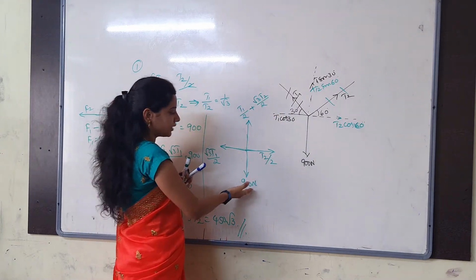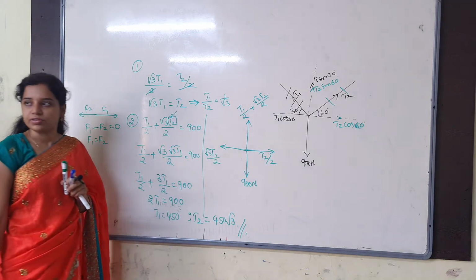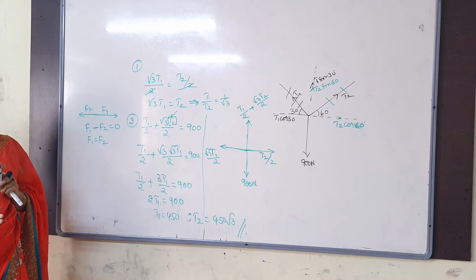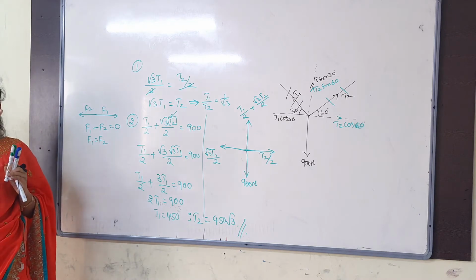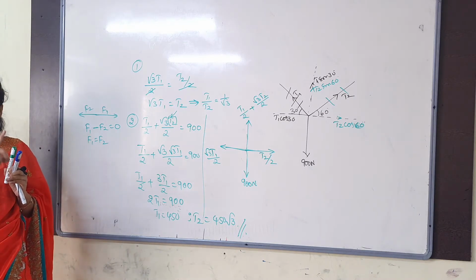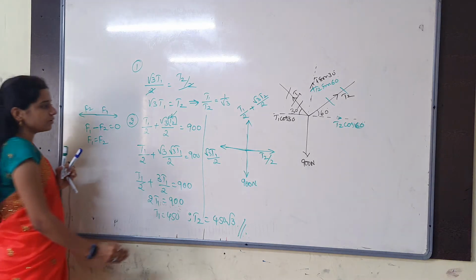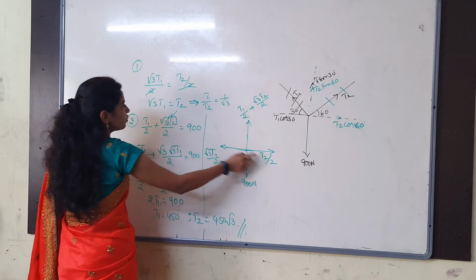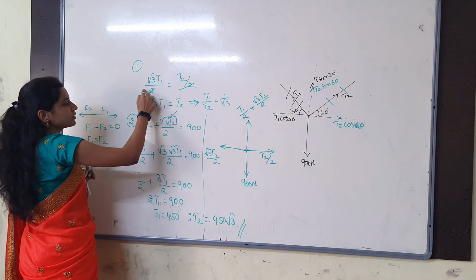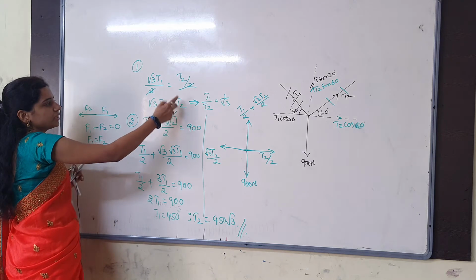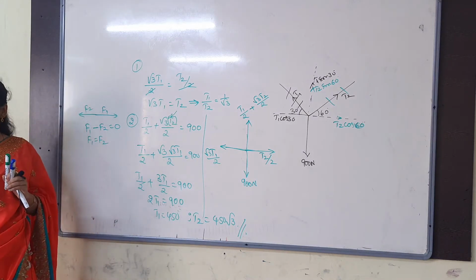In downward direction, they have only given that 900 newtons. So, whenever you see the equilibrium of forces, what you have to do is apply: all upward forces equal downward forces, right side forces equal left side forces. So, right side force is how much? T2 by 2. T2 by 2 is equal to left side force, which is how much? Root 3 T1 by 2. So, here itself I got the relation between T1 and T2.